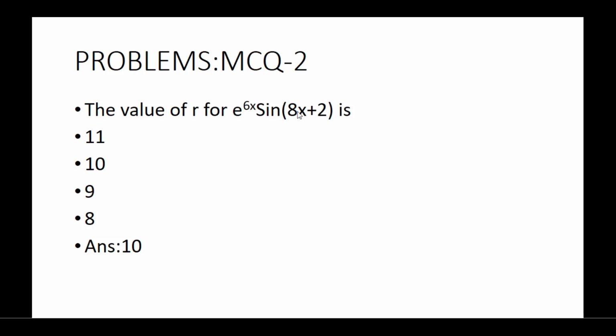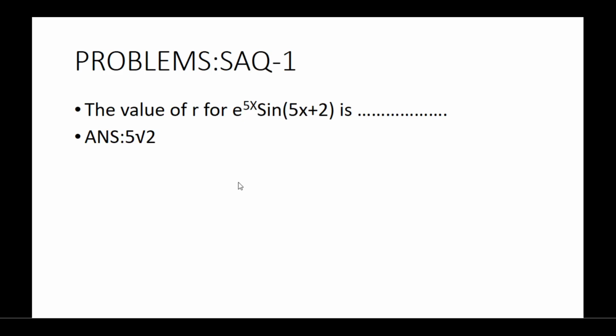Value of r is 6 square plus 8 square. 6 square is 36, 36 plus 64 is 100. Root 100 is 10. So the answer is 10. Next, 1 plus 1, where a is 1, b is 1. So this is root 2. Root 2 is the answer for the r value. Next, for 5 square plus 5 square, that is 50, so 5 root 2 is the answer.